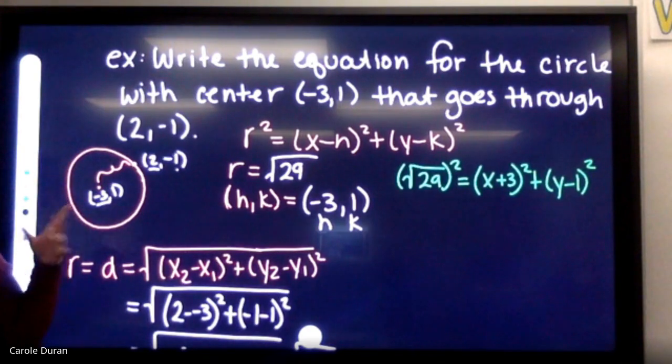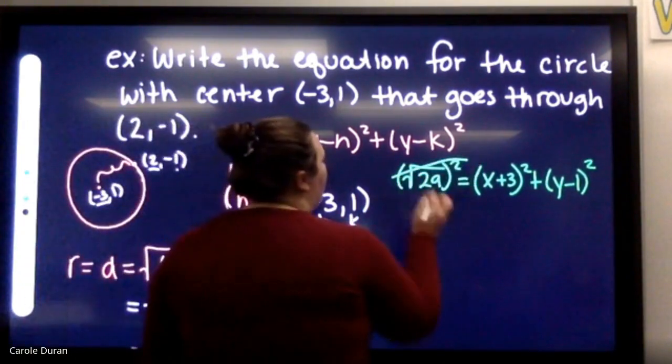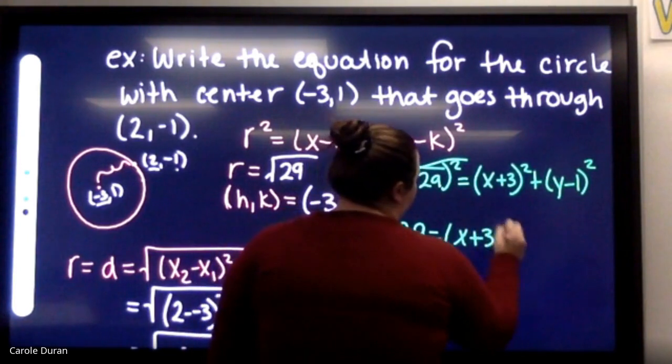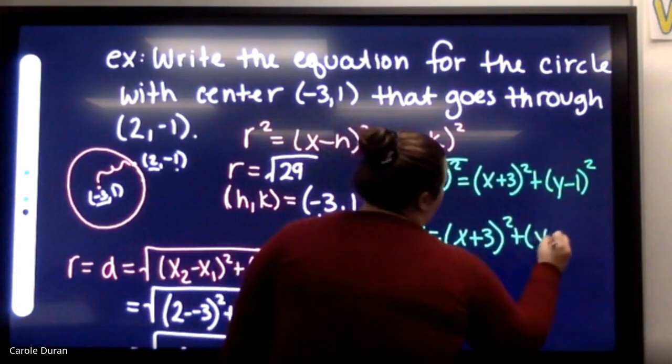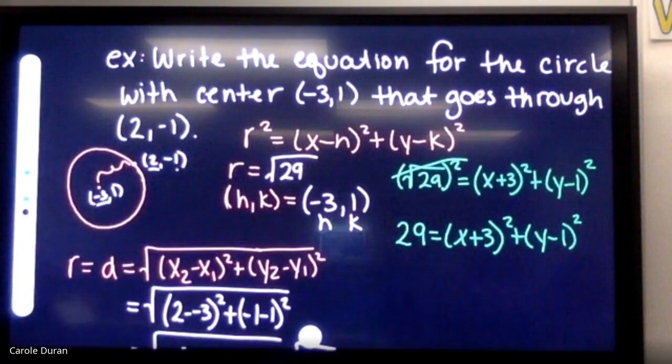But can I simplify the square root of 29 squared? Yeah, it's just 29. A square and a square root cancel each other out, which leaves me with 29 equals x plus 3 squared plus y minus 1 squared. And that is my standard form equation for this circle.